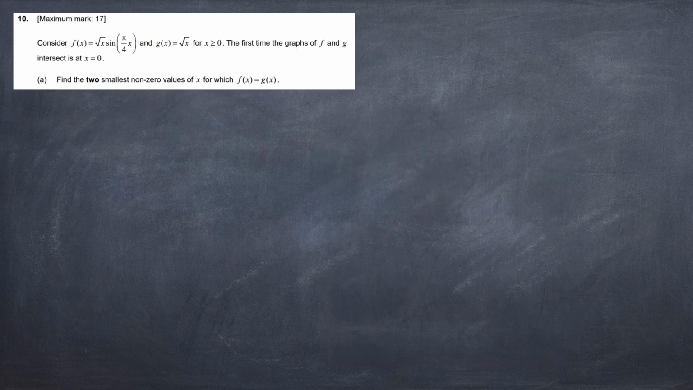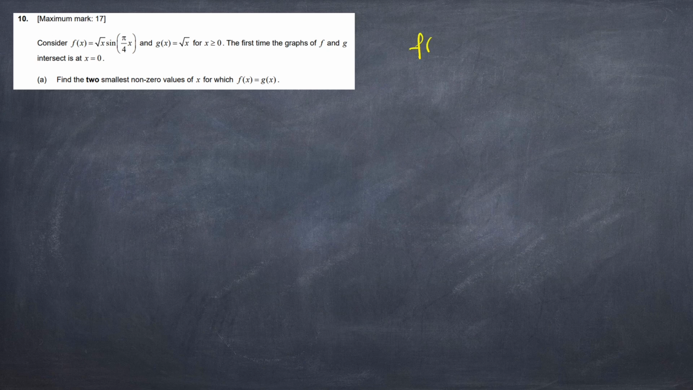So the question is, consider f(x) equals root x sine(pi by 4 x) and g(x) equals root x, for x greater than or equal to 0. The first time the graphs of f and g intersect is at x equals 0. Find the two smallest non-zero values of x for which f(x) is equal to g(x).